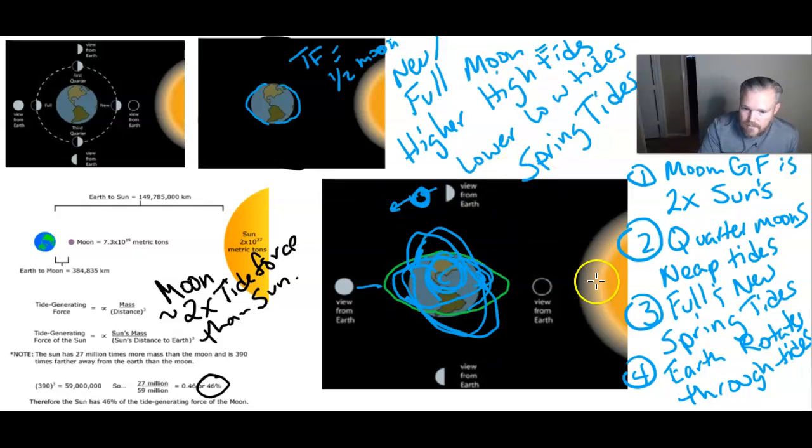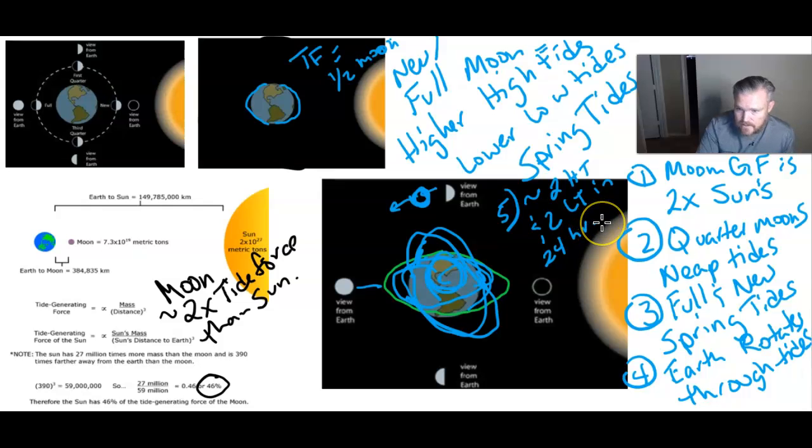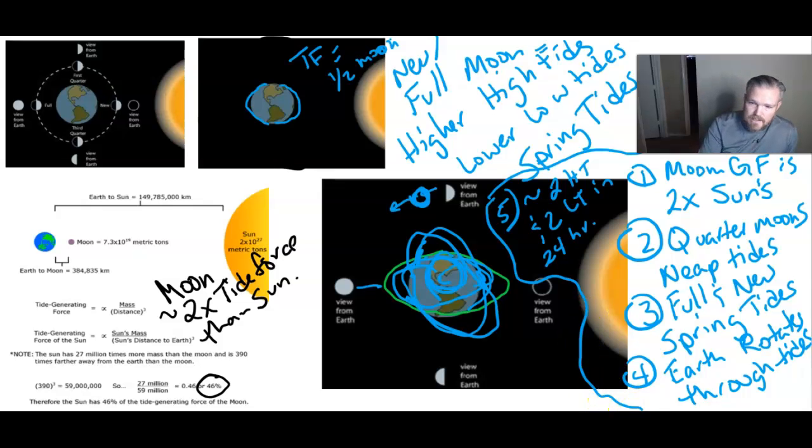So the fifth thing then would be that there are roughly 2 high tides and 2 low tides in a 24-hour period. It's actually a little bit more than a 24-hour period because the moon has moved by the time the Earth gets back around to that position, so you have to add a few more hours, but it's roughly a 24-hour period. So if you know these 5 things, then you essentially know enough about tides to be good for our purposes. Now, what can tides do?